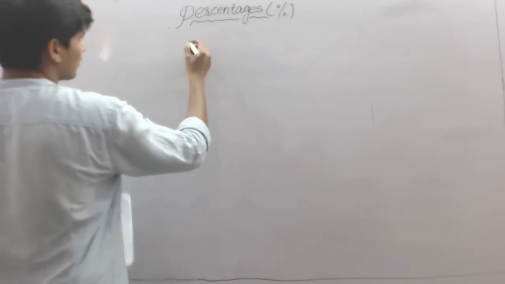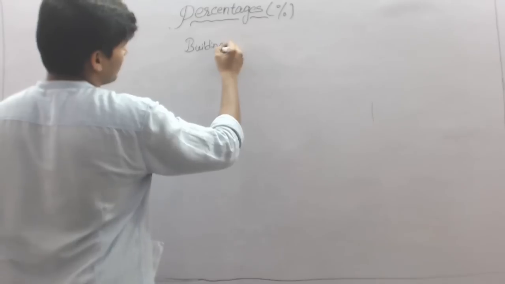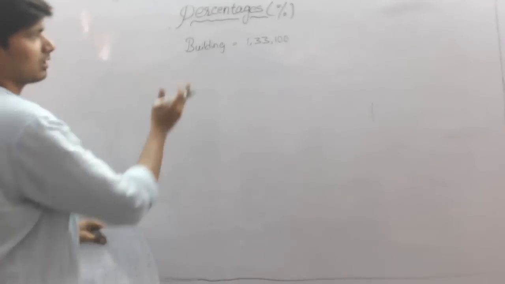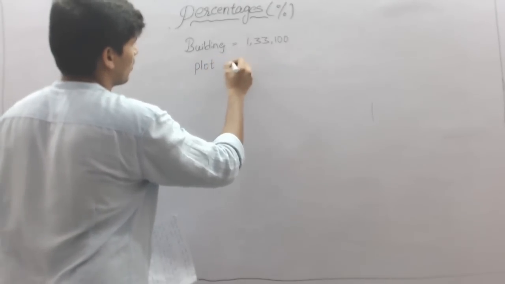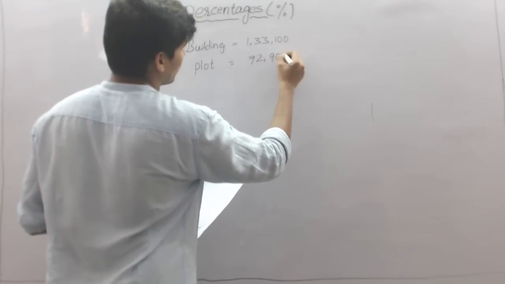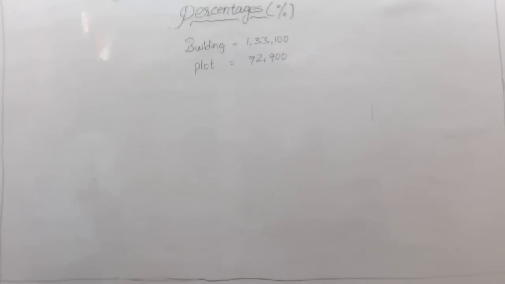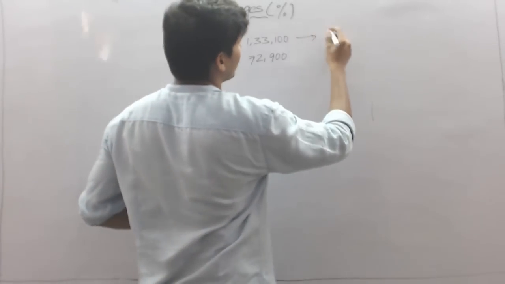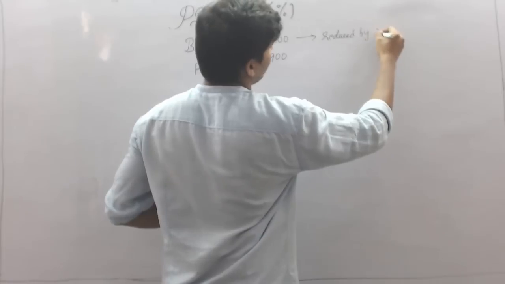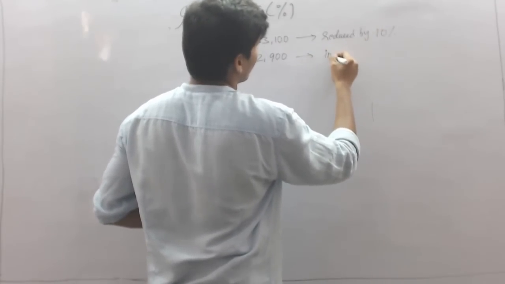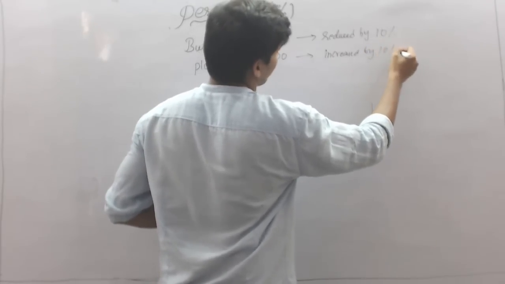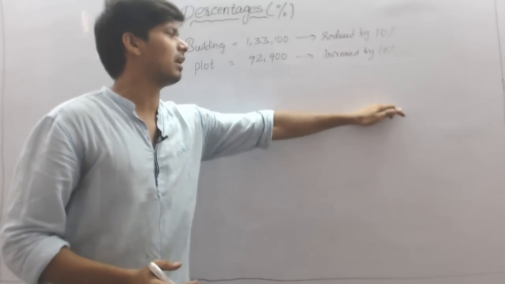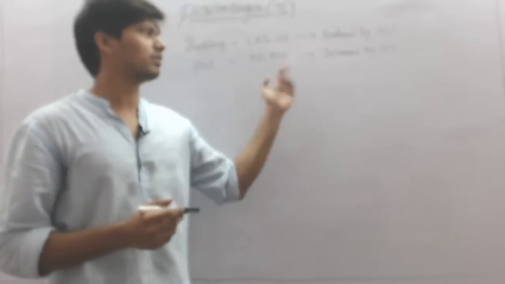See, there is a building which is constructed on a plot. The value of the building is 133100. This is the value of the building which is constructed on a plot of value 72900. Now after a few years, that means we don't know how many years it will take, the value of the building is being reduced by 10%, whereas the value of the plot is increased by 10%. At some point these values become equal. At what point? That means after how many years the value of the building and the plot are going to be equal. How do you want to solve this problem?